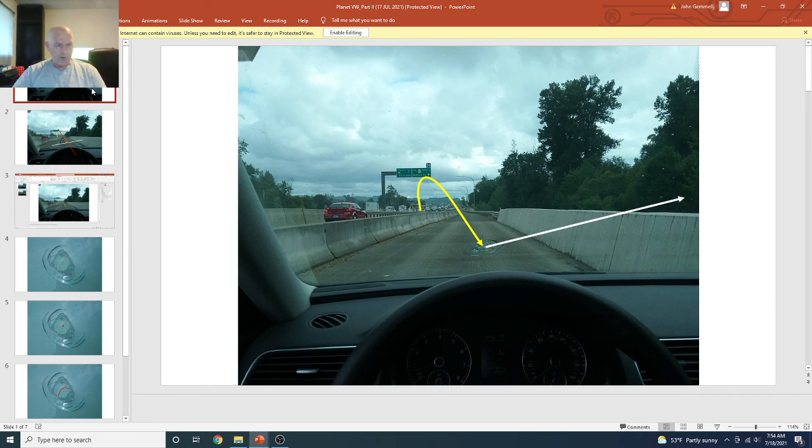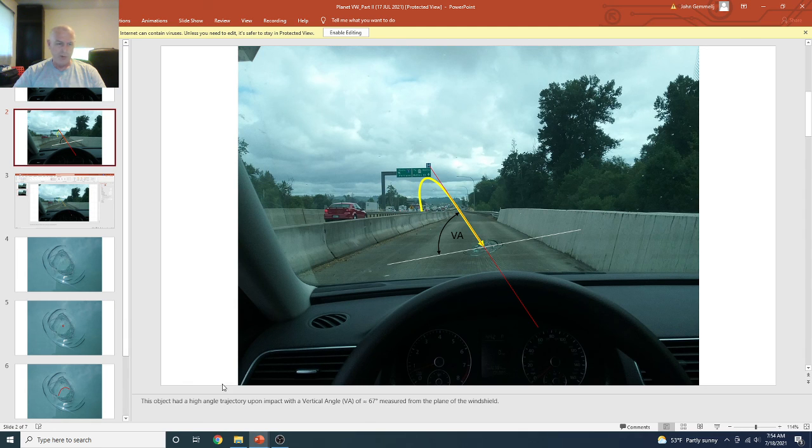So let me go back over. Do I have any notes on that one? I don't think I had any notes up there. That's the first one. Then I had notes down here on the second one. This object had a high angle trajectory. As you can see right here, that's a high angle trajectory upon impact with a vertical angle of approximately 67 degrees measured from the plane of the windshield. All right? 67 degrees, definitely high angle.